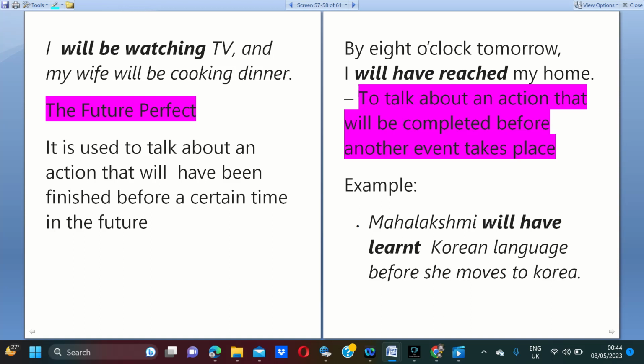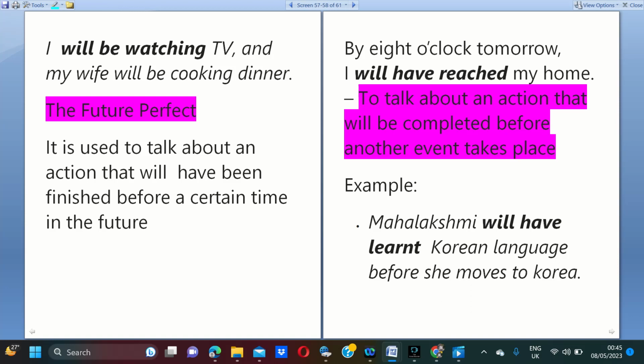So, future perfect. It is used to talk about an action that will have been finished before a certain time in the future. Here, there may be a few actions which will have been finished before another time or before another action. By 12 o'clock tomorrow is the time. I will have reached my home. See, I told you, to talk about a few actions that will have been finished earlier. I will have reached my home happens here, happens first.